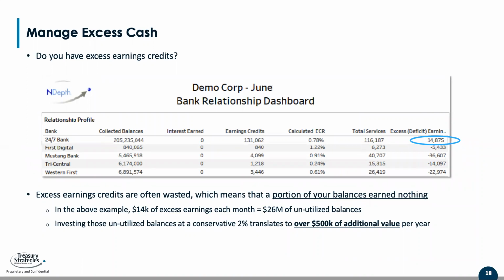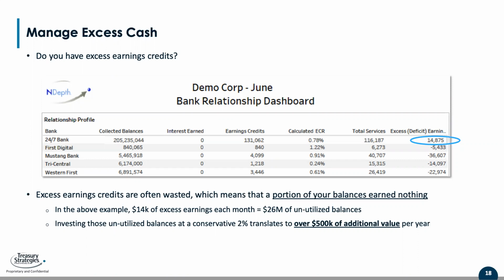And then one of the last elements here that we want to mention, because we do see it quite a bit, is a lot of folks with excess earnings credits. Now, in a lot of cases, not all cases, excess earnings credits are usually wasted. Some banks and some companies negotiate with their banks to allow those to roll over from one period to the next, but in most cases they do not. What this essentially means is that if you have excess earnings credits, a portion of your balances is effectively earning nothing for you.